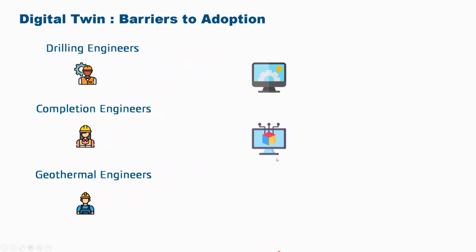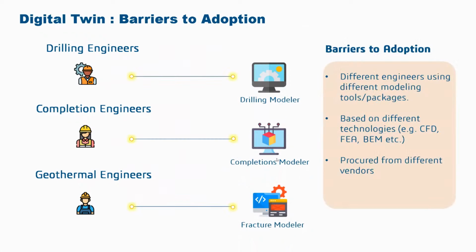Currently, different engineers use different types of software, and the disconnectivity of the software poses a challenge or barrier to adoption of digital twins. Drilling engineers have their own set of tools, completion engineers have their own set of tools, and geothermal engineers use their own set of tools. Typically, these different tools are based on different technologies. Some of them are based on CFD, some of them are based on FEA. And because of that, it's not easily, or sometimes not entirely possible to integrate the different software packages.